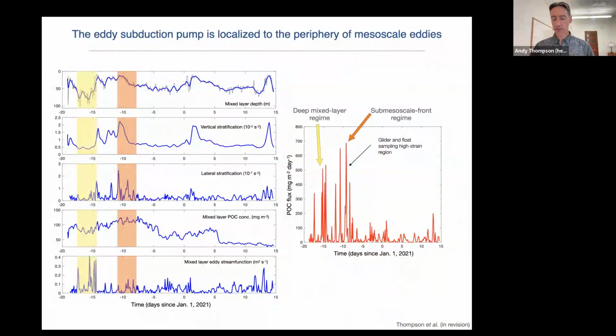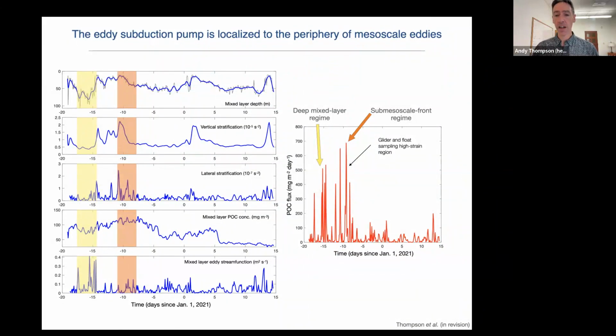Okay, and here's our estimate for the POC flux coming from the eddy subduction pump. On the left-hand side are all the time series you need to make this estimate, but I think just focusing on the panel on the right, you have time on the x-axis, the POC flux on the y-axis, and you can see that these fluxes are relatively large, so they're getting up to around a gram per meter squared per day, but just over very short intermittent time periods. Certainly only during the early part of this deployment, for a period of a couple of weeks, associated with the spring bloom, do we see this strong, at least estimate of the POC flux from the eddy subduction pump, and then it dies off.